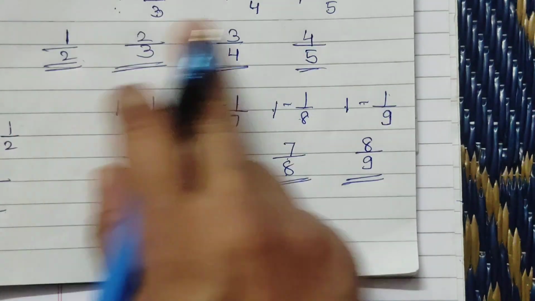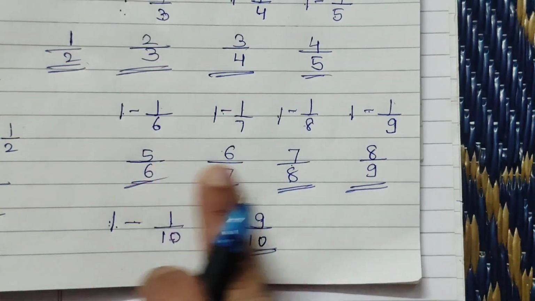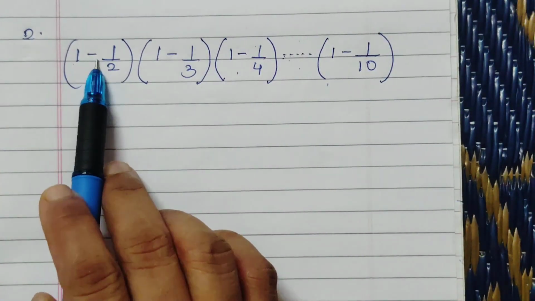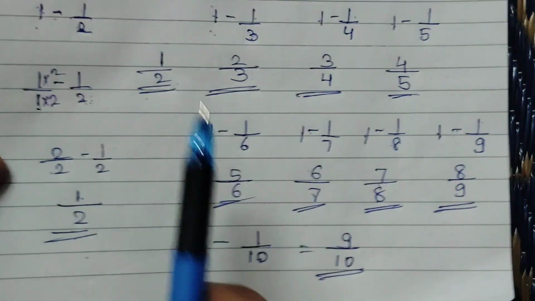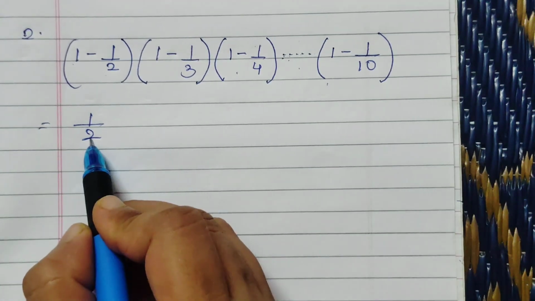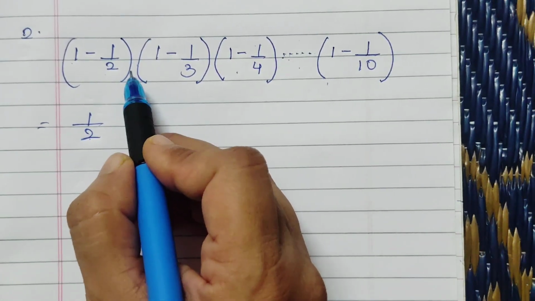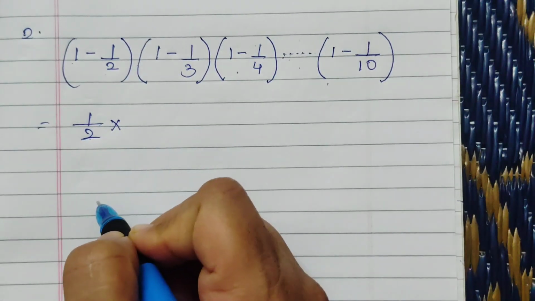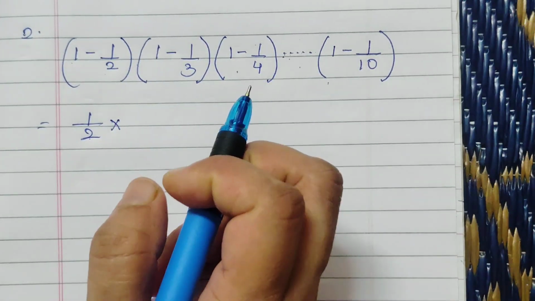So we got all the brackets solved. So we will write these answers directly over here. First, 1 minus 1 upon 2, what we got? We got 1 upon 2. So I will write 1 upon 2. Okay, now here between the brackets there is no sign. So I will consider it as multiplication. Always remember, if there is no sign between the brackets, there is always multiplication.